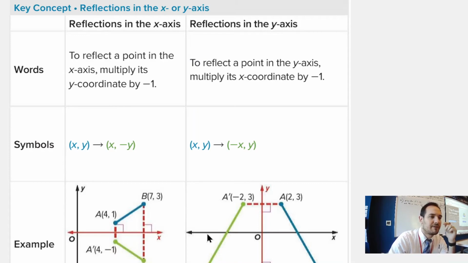So when we have reflecting on the x, we just turn our y values negative. We're staying in the exact same x position, we're just changing our y values to negative. Similarly on this one, we're just changing our x values to be negative.